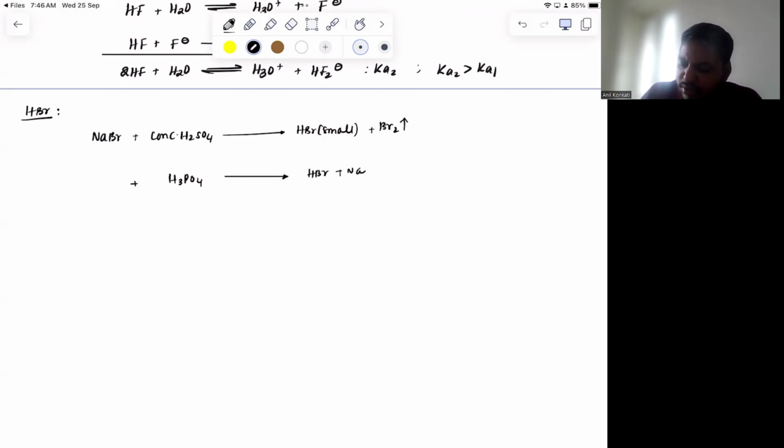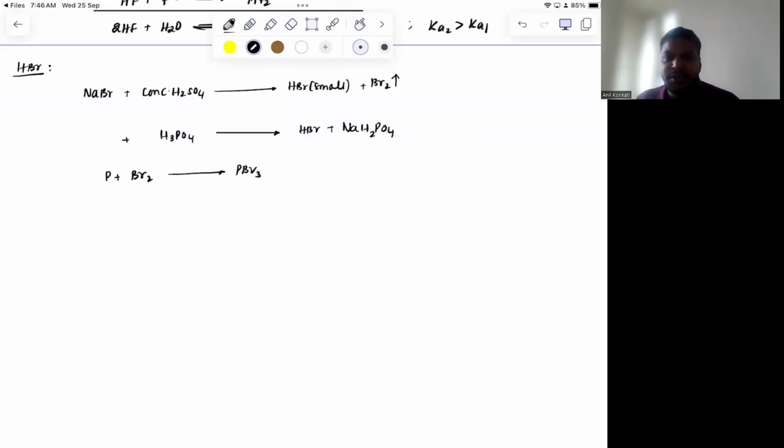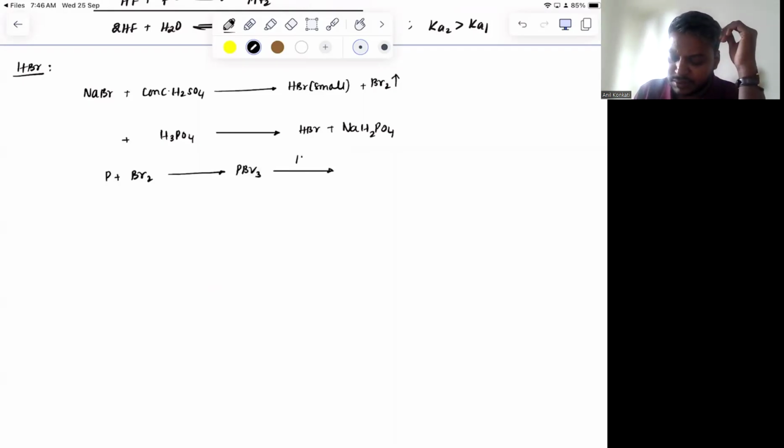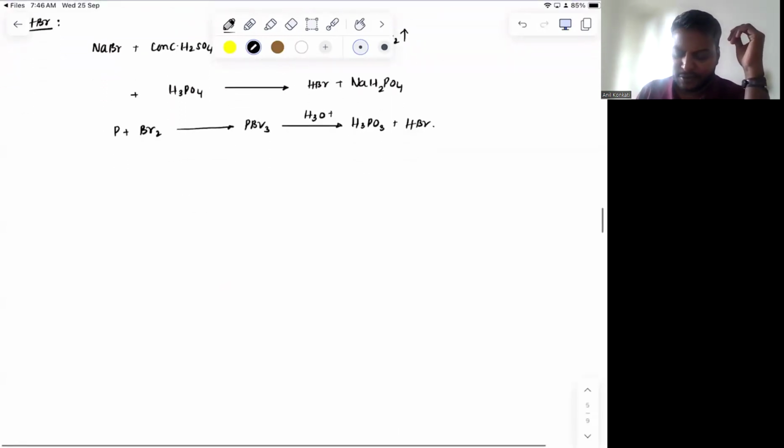HBr and NaH2PO4. Clear? Similarly, if you have red phosphorus plus Br2, first it will become PBr3. And PBr3 on acidic hydrolysis will become H3PO3 plus HBr. This is what you'll get.